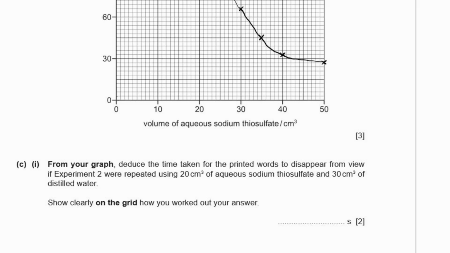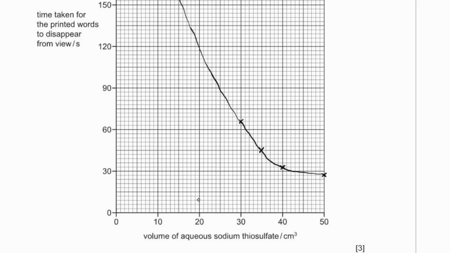Okay, that's important. So it wants to know basically what time it will take if you add 20 centimeters cubed of sodium thiosulfate. So all you have to do is basically read from the graph the time taken here. To do that, the best way of doing it is to draw a line and draw another line. Okay, so your point that you're reading is right here, and that is at 120 seconds.